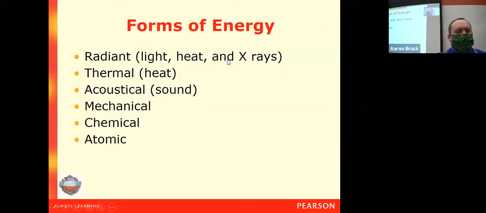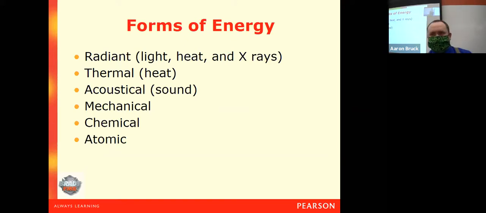Now, as I mentioned before, there are lots of different forms of energy. But again, they all fall into one of those two categories. Radiant energy, the energy that comes from light, heat, and X-rays. This is mostly kinetic energy of some kind. When your body interacts with heat or with X-rays, your individual cells will actually start to move as the energy is transferred from the radiant heat to you.